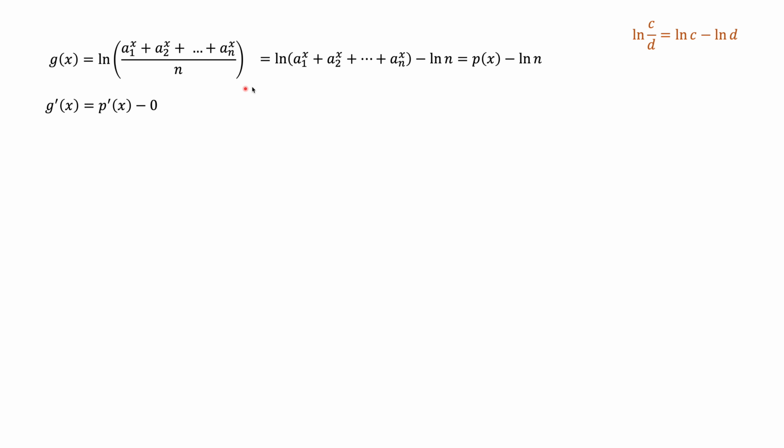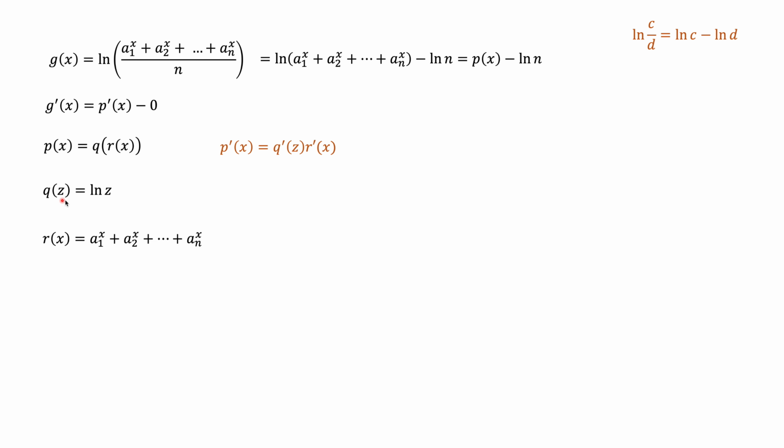And all we need to do now is to find the derivative of p. Notice this p is a composition of two functions. The function q is a logarithm, and function r of x is that sum of the exponential functions. And we know that derivative of a composition of two functions equals derivative of q with respect to its own argument, z, times derivative of r with respect to its argument, x.